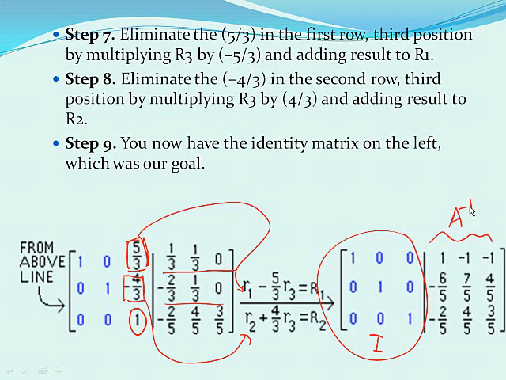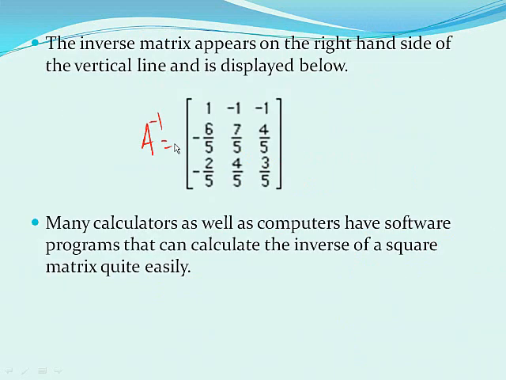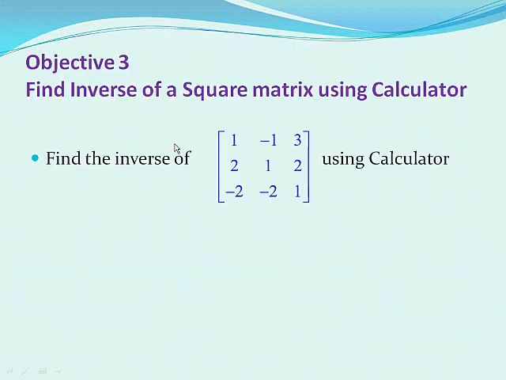A sequence of row operations converting the augmented matrix A/I into I/A inverse. We can use the calculator to compute the inverse efficiently, and I'm going to demonstrate that here. We need to find the inverse of a 3 by 3 matrix. So let's call this matrix again A.